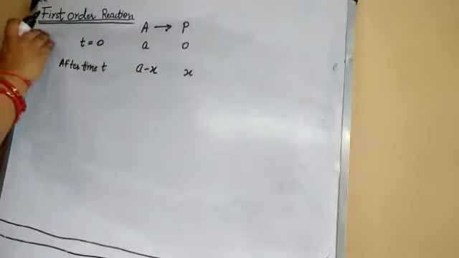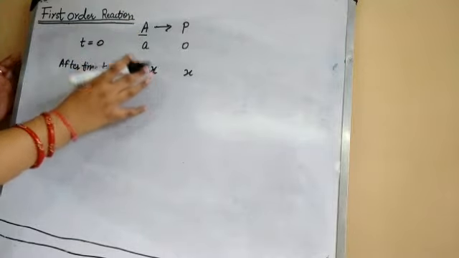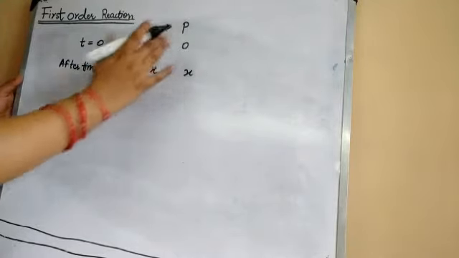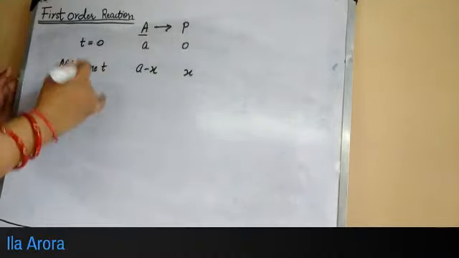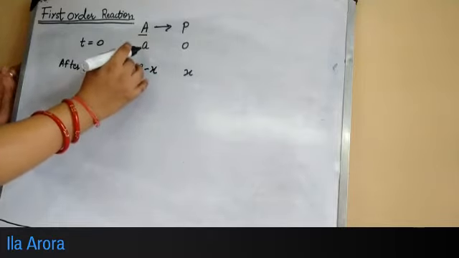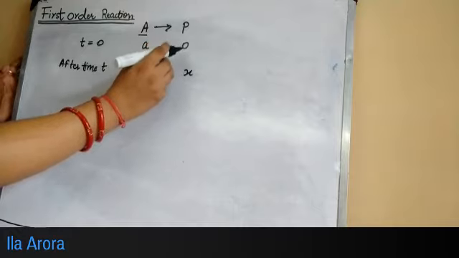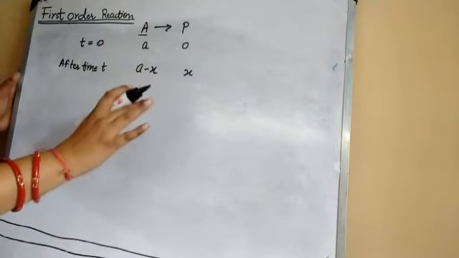Students, today we are discussing the first order reaction. Suppose this is A, our reactant, and that is changing into product P. Then at time t0 the concentration of the reactant is A and the concentration of product is 0, because the reaction has not started yet.